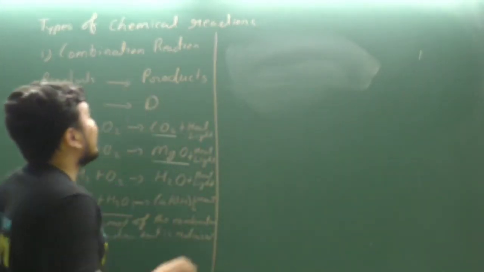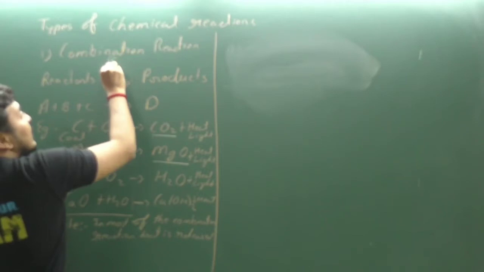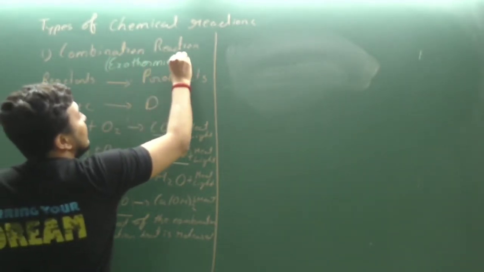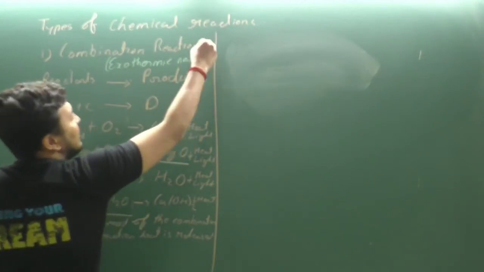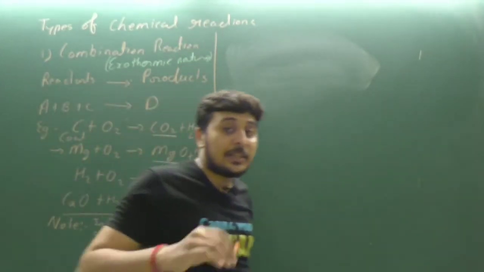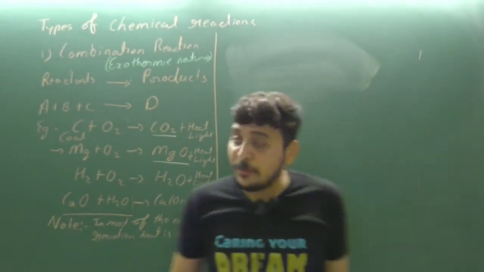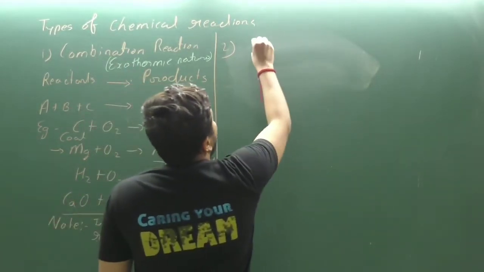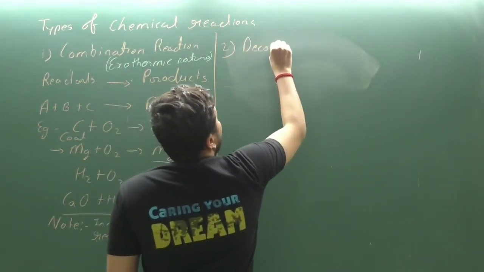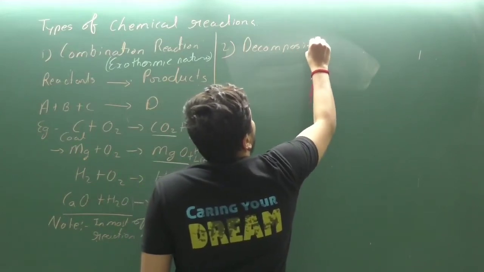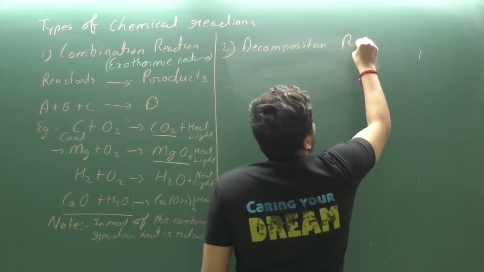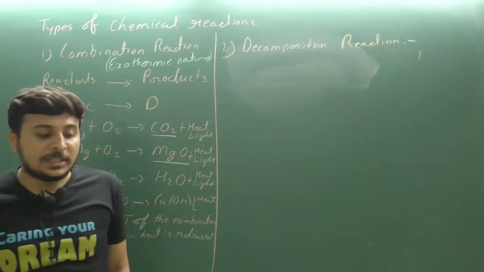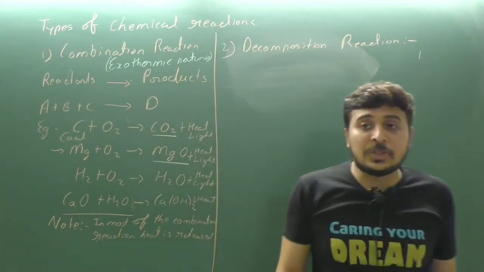So we can say that combination reaction is exothermic in nature. It is an exothermic process or an exothermic reaction. Clear? Now the second type of reaction, that is decomposition reaction. Note down the definition of the decomposition reaction.